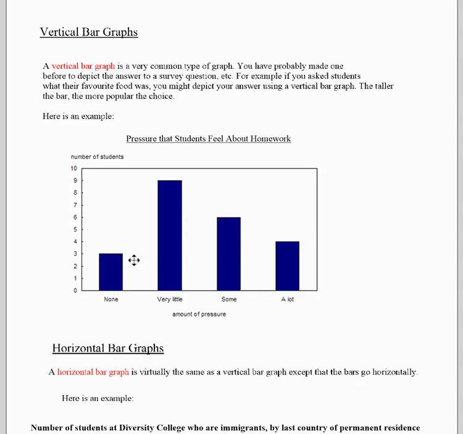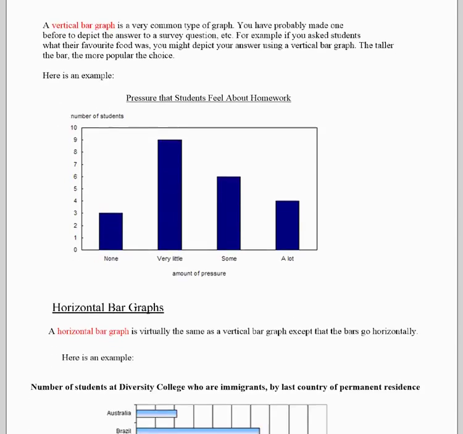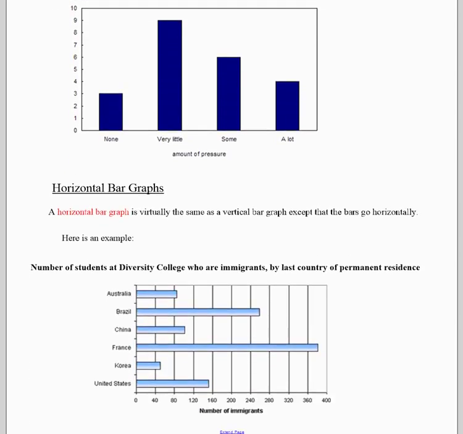Also notice how nice and neat it is. You would use a ruler, or for you guys, you would use graph paper. So this is an example of a vertical bar graph. The next one below on your sheet is a horizontal bar graph. It's very, very similar, except this time the bars go horizontally. So now the y or vertical axis has the categories, and the horizontal or x-axis has the numbers.